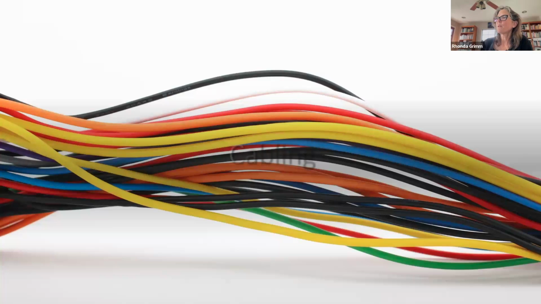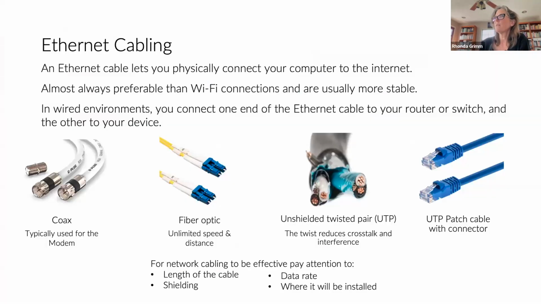So let's start with cabling. I'm conscious of the time, so we're doing well. There's all kinds of different Ethernet cabling you're going to run into on your network. Your coax, fiber optic, that has unlimited speed and distance. You've got your shielded twisted pair that you see quite a bit. You've got your patch panel connectors.